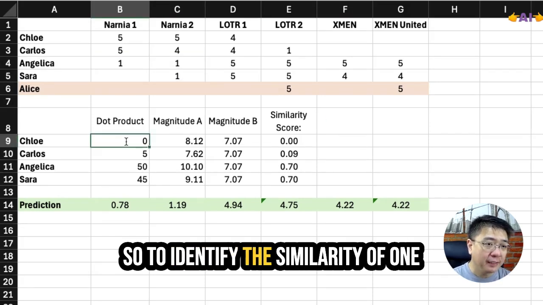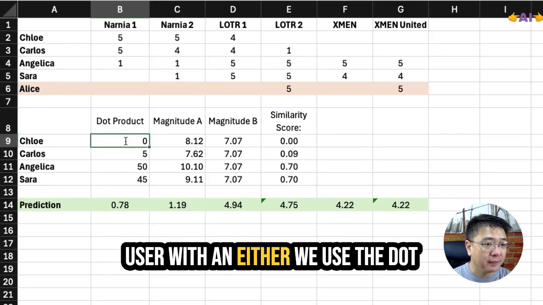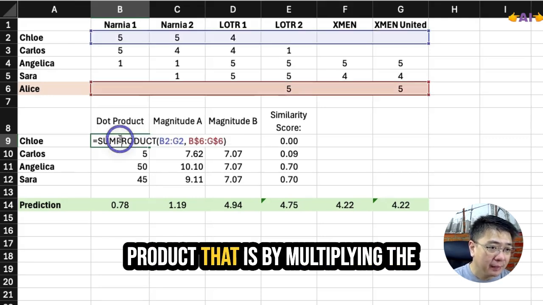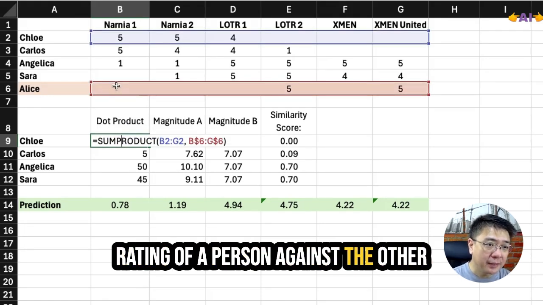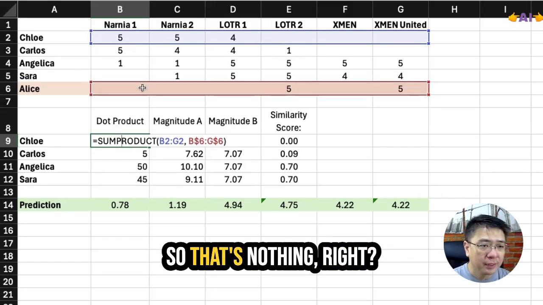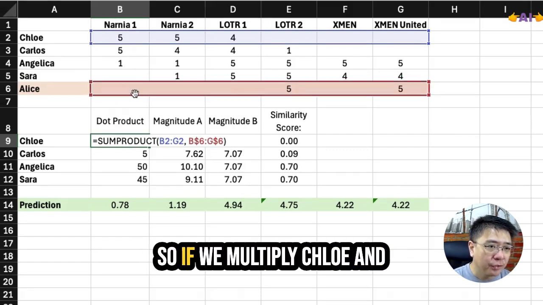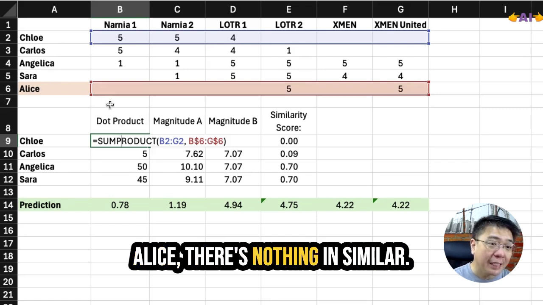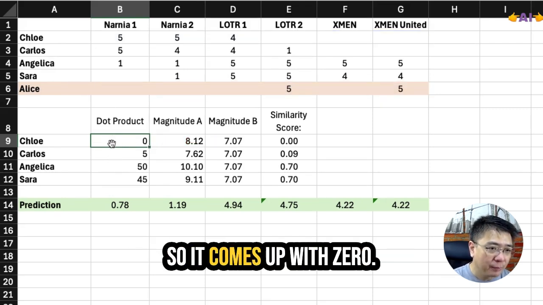To identify the similarity of one user with another, we use the dot product. That is, by multiplying the rating of a person against the other person on that specific movie. So in this case, blank times 5, so that's nothing, right? If we multiply Chloe and Alice, there's nothing in common, so it comes up with 0.